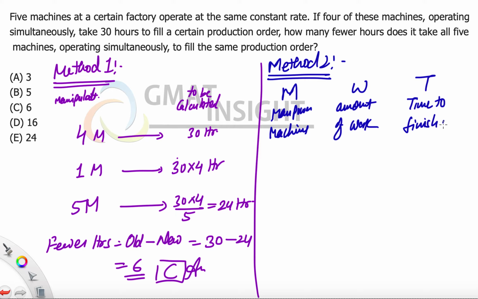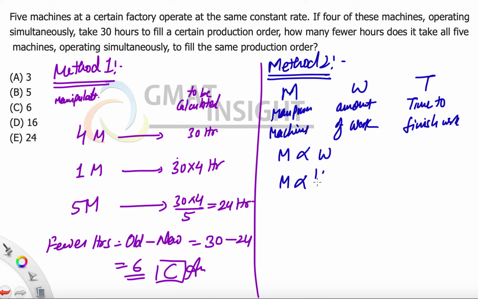Now we need to understand what kind of relationships we have. Men and work are directly proportional, because if work increases, the manpower also needs to be increased, or if the work decreases, the manpower also needs to be decreased, keeping the time constant. When we talk about any 2 variables, we keep the third variable constant. So greater work requires greater manpower to be done at the same time, and less work requires less manpower. Therefore, they are directly proportional.